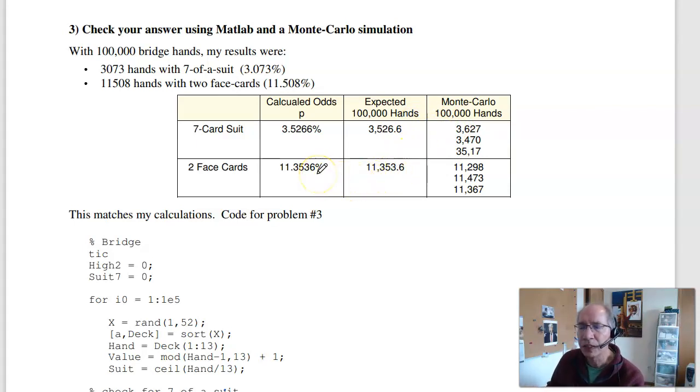For 2 face cards, I calculated 11% chance, meaning I should get 11,000 hands out of 100,000 with 2 face cards. With Monte Carlo, I got 11,298, 11,437, 11,367. Again, fairly close. That doesn't prove it, but that makes me suspicious my calculations were correct. Monte Carlo's giving similar answers. Not exactly the same. That's the problem with Monte Carlo, but fairly close. So that kind of checks my calculations.